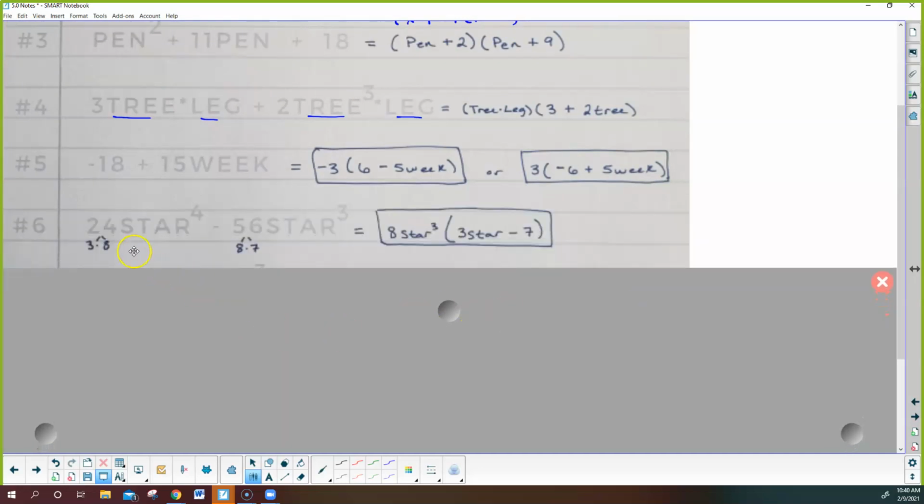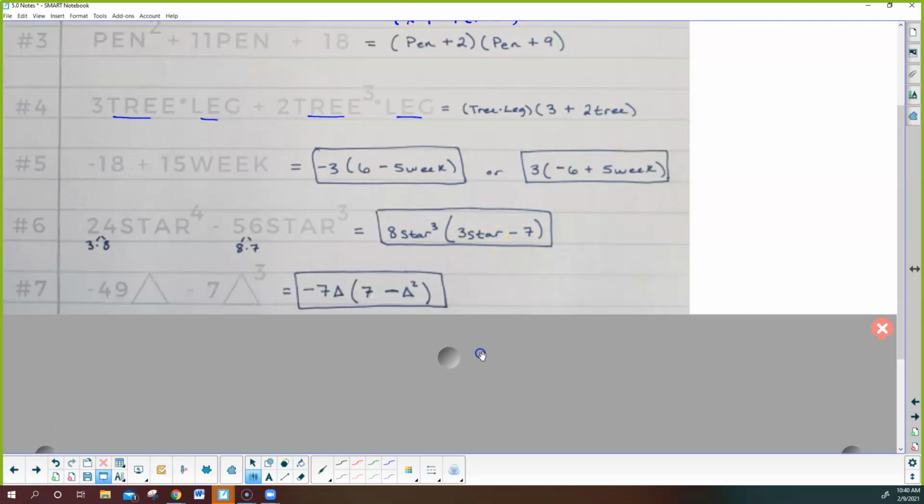Okay. And then here, 24 and 56, the greatest factor that goes into each one of those is 8. And they each have at least a star to the third power in common. And what will be left over is 3 star minus 7.